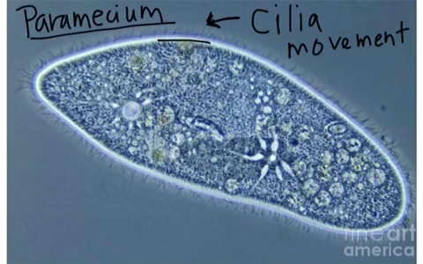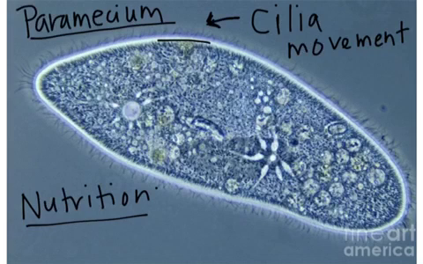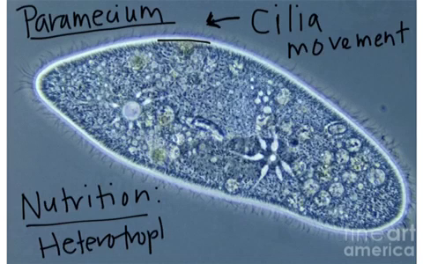You will also see with nutrition, it is a heterotroph, meaning that it eats food. Actually, a paramecium has the beginnings of a digestive system. It has a mouth pore and an anal pore to help in the digestion and help in the consumption of food. Okay, so they are heterotrophs.